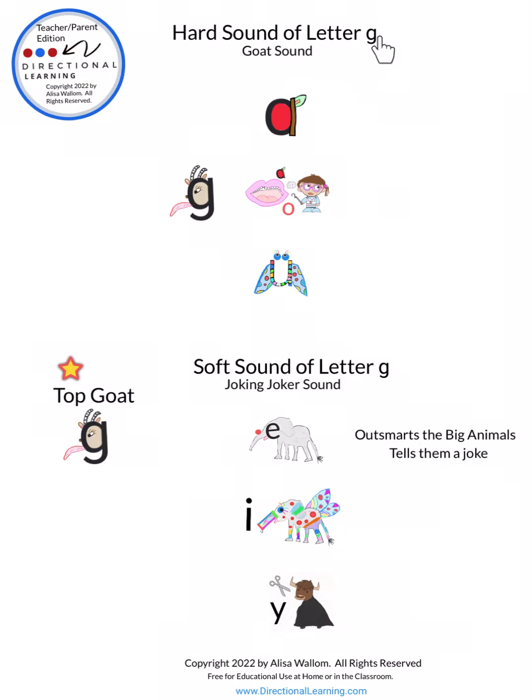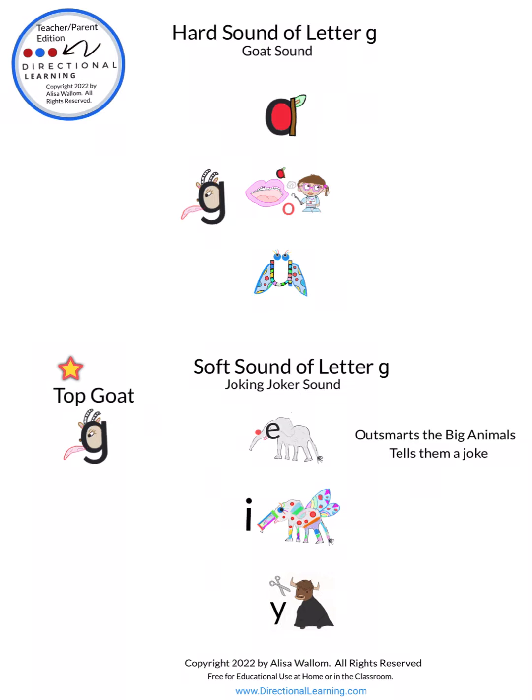Today we're going to be learning about letter G, and letter G is our goat. And the goat, when he's with the round letters, the round vowels, guess what? He simply makes his G sound, his goat sound, we call that. Then you'll learn how he makes his joking joker sound by becoming the top goat.